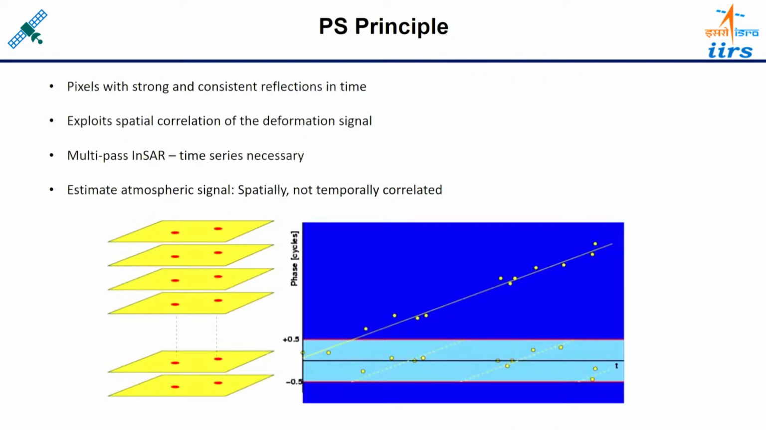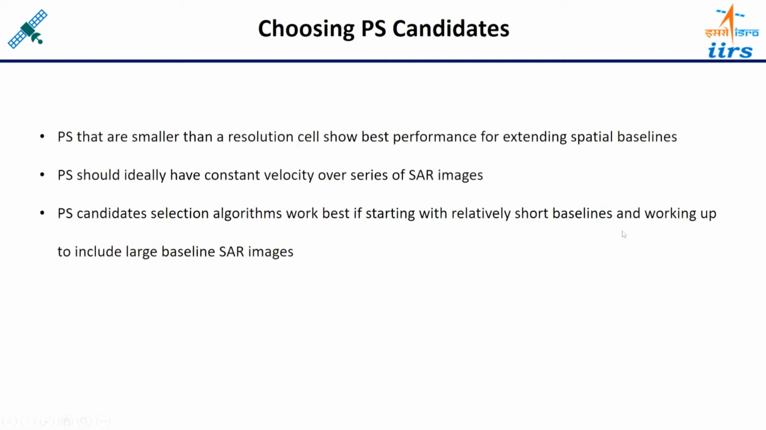So here you can see the PS and DS points, like in all the images, let us say this particular image, this particular dot is representing PS. If you draw this graph, here you can see the phase is changing very rapidly, and this is also continuously increasing. And choosing the PS candidate, PSR is smaller than a resolution cell. Actually there is a difference between the resolution cell and the PS points. Generally we are considering the pixel as a PS point.